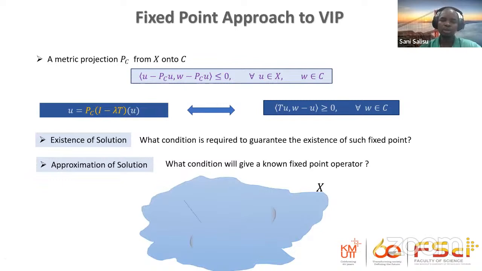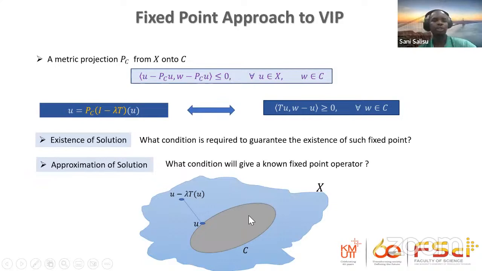Actually, what it says is if you have a set space X, and you also have a constraint set C, then all we are after is to find an element U such that when you take the projection of U minus lambda T(U), it remains the same as the element. But this is like a graphical representation of the solution element.